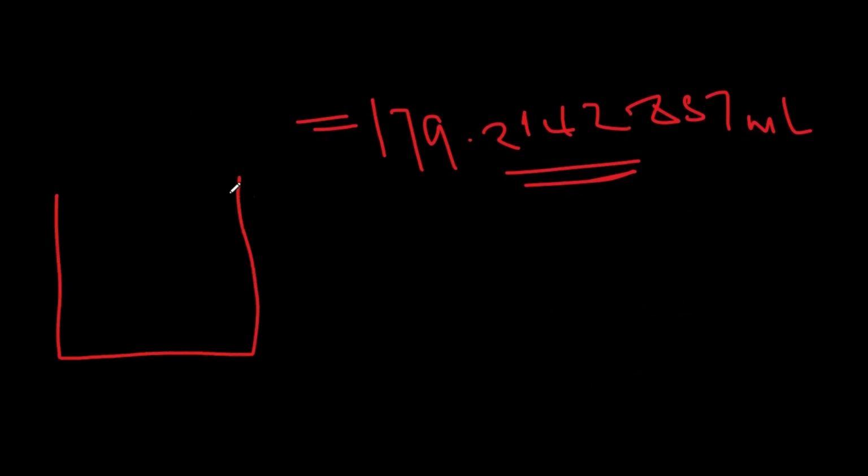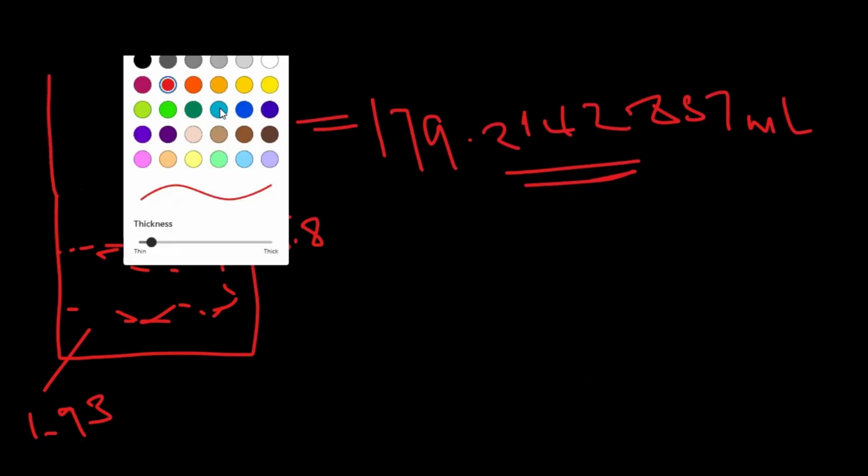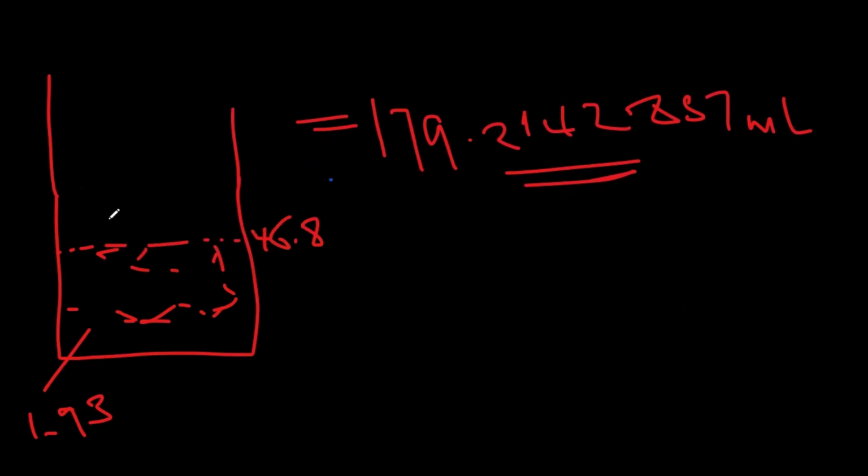So if this was the solution here of sodium chloride, and it had a concentration of 1.93, it already had a volume here of 46.8. But now that we've diluted it, this volume is going to increase. After diluting, after adding water, so let's add this water here, the blue one on top, we now have this value here, which is the 179 point whatever we have here.